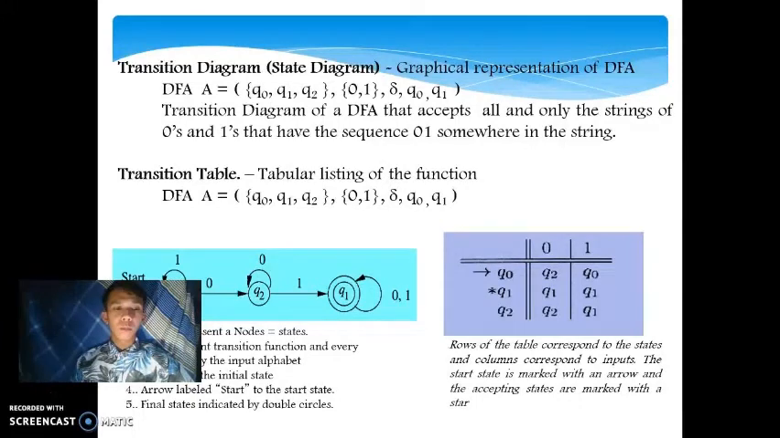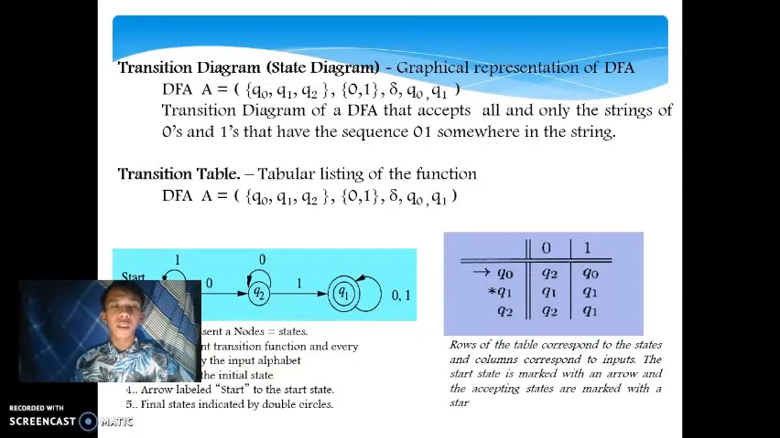In the bottom left corner, you will see a diagram wherein circles represent nodes or states. Then you have your arcs and arrows that represent the transition function, and every arc and arrow is labeled by the input alphabet. Then you have your start state, the initial state, with an arrow labeled start pointing to it, and you have your final states indicated by double circles. So that is an example of a transition diagram.